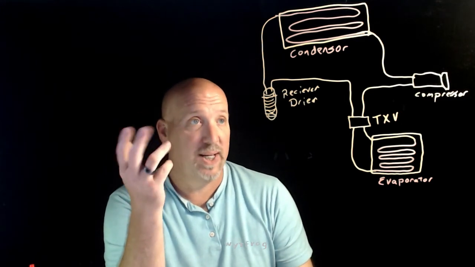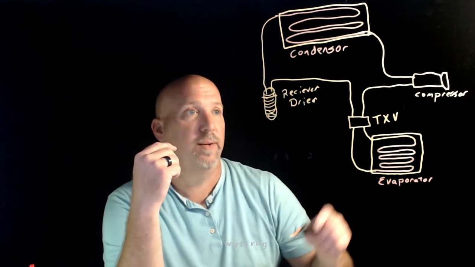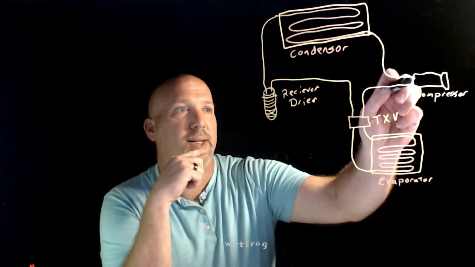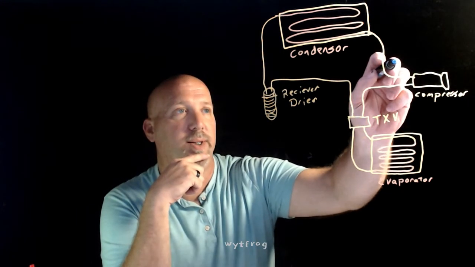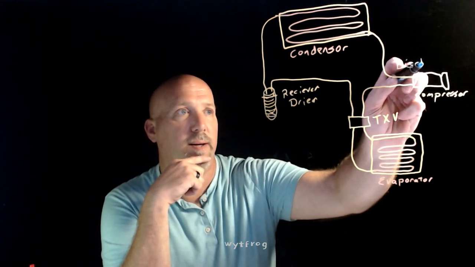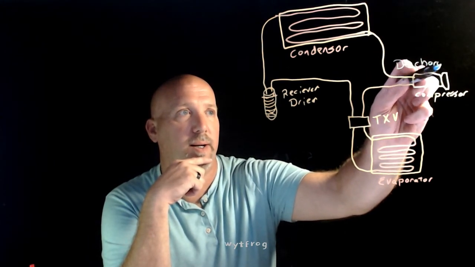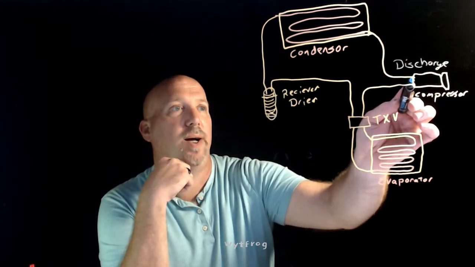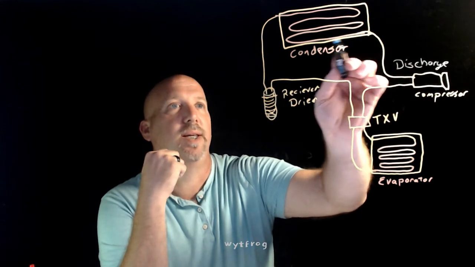We have a high side and we have a low side. So if I wanted to draw a line for a high side and our low side, our high side is going to be from the compressor out. This right here is called the discharge side. Okay, so we've got vaporized refrigerant coming out of here, going through the condenser.